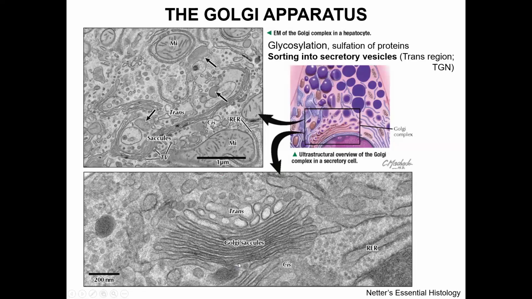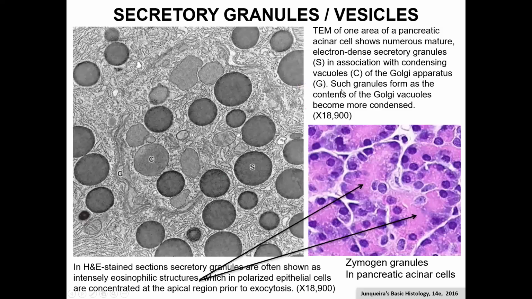I mentioned that the addition of carbohydrates, which is a post-translational modification of the proteins, occurs in the Golgi apparatus, and also the addition of sulfate groups and phosphorylations. Now, this is a transmission electron micrograph showing the transport vesicles that emerge. They come from the trans-Golgi network and reach either the plasma membrane or the lysosomes.